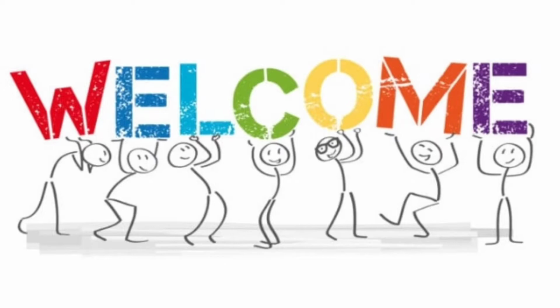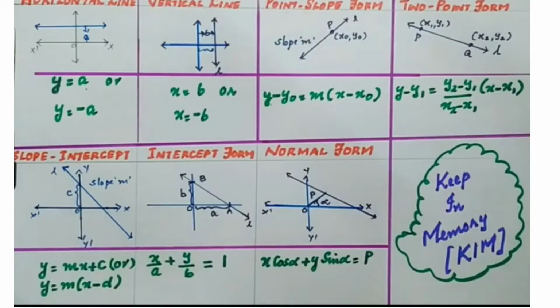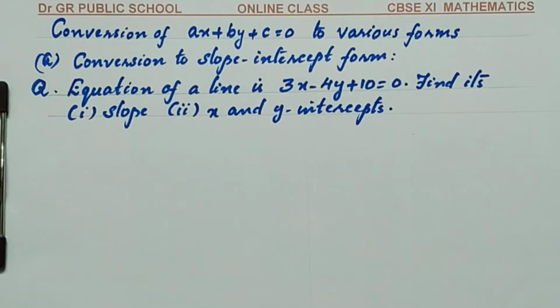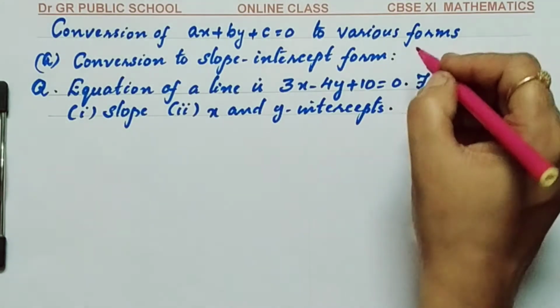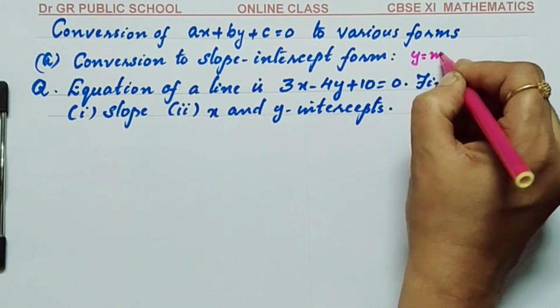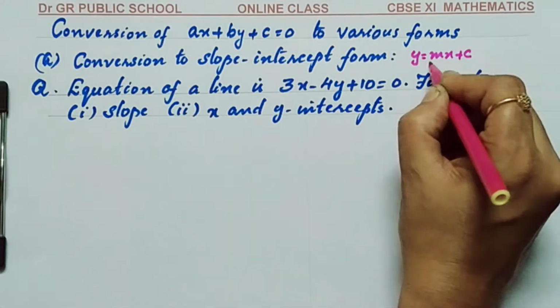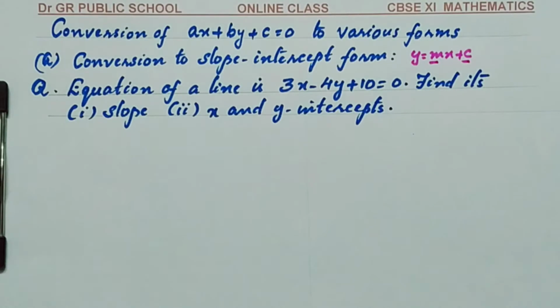In the last class, we studied the various forms of equations of a line and their application. Today, we are going to study the conversion of the standard form ax plus by plus c equal to 0 to various forms. The first is how to convert to slope-intercept form. You know, the general slope-intercept form is y equals mx plus c, where m is called the slope and c is the y-intercept. We are going to do problems based on the same.